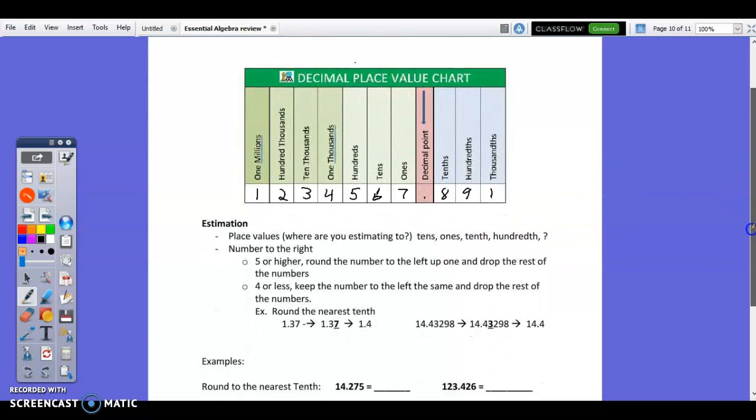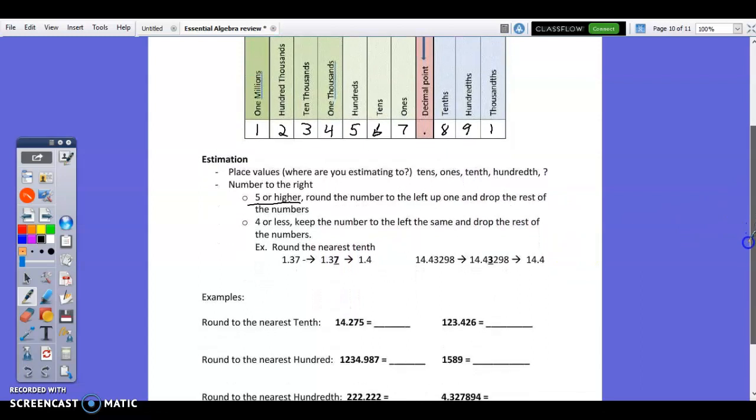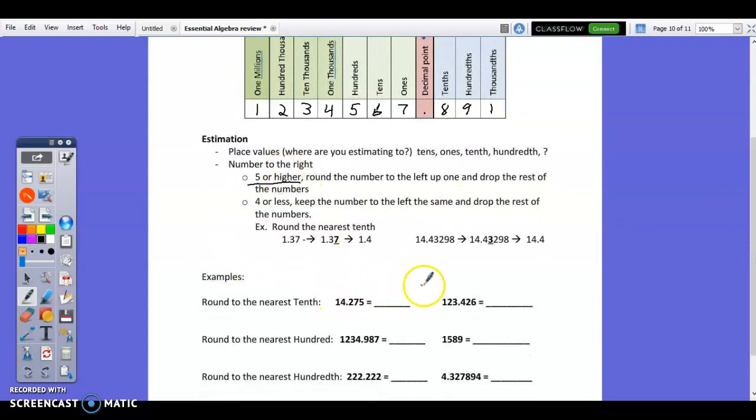All right, so when we are estimating, you need to look at the number to the right of the place value that you are going to round to or estimate. If that number to the right is 5 or higher, that number will go up 1 digit in value, and the rest of the numbers would either go away or they become zeros. If it's a 4 or less, you keep the number the same, and then you drop the rest and they become zeros as well. All right, so let's look at a couple examples. So those rules apply anytime we are estimating or rounding numbers.